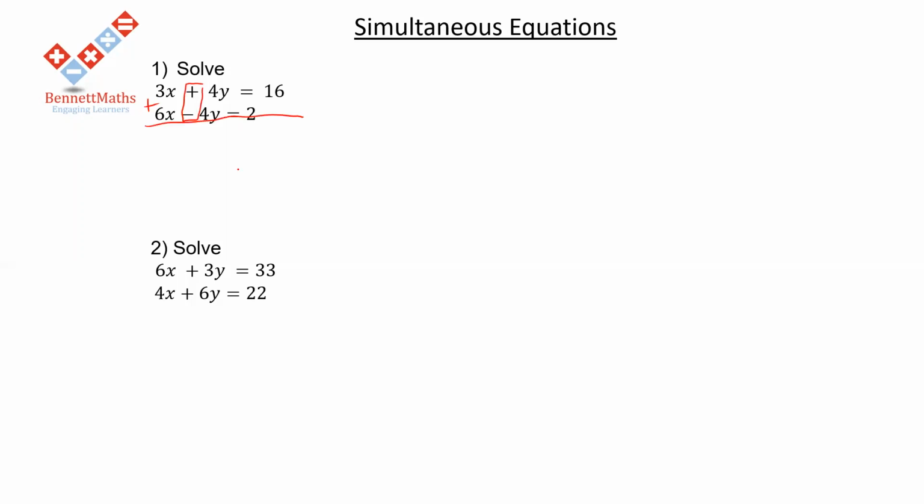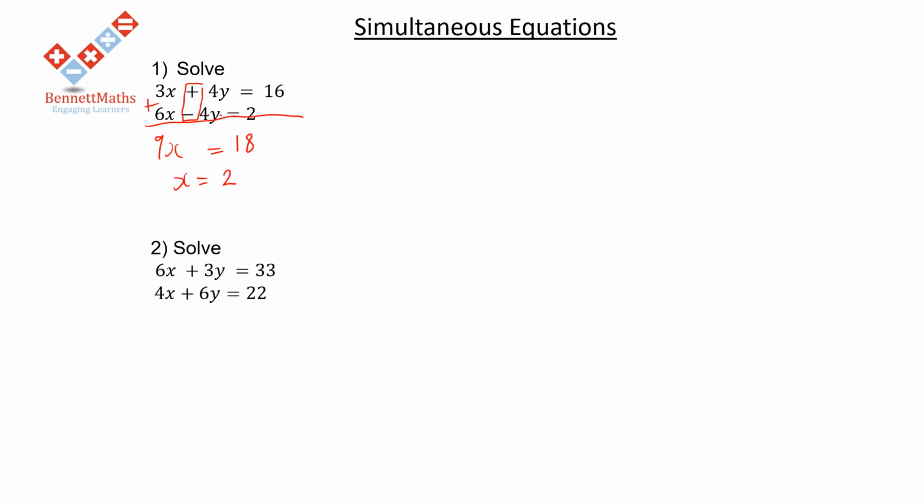So we're going to add those two equations together and we get 9x. 4y plus negative 4y gives you 0, so that's gone. And then we do 16 plus 2, which gives you 18. We can then solve for x, which gives you x equals 2. So that's our first step.